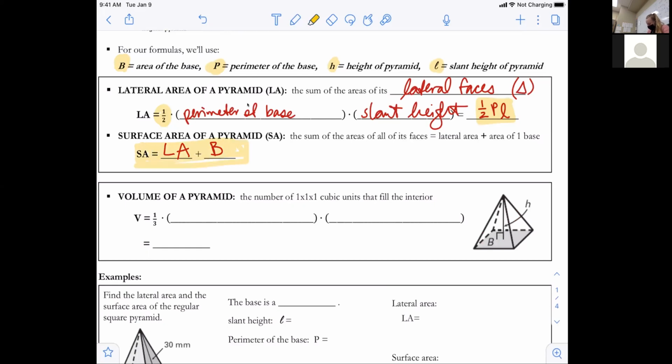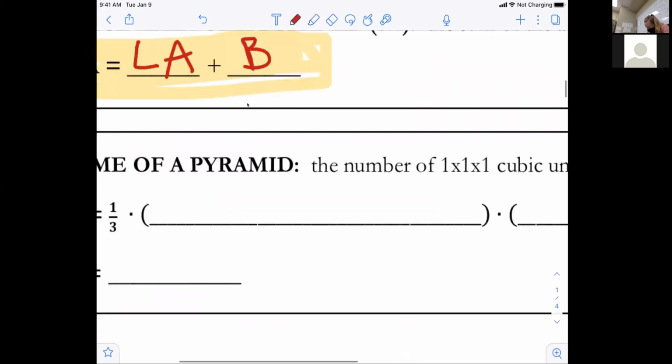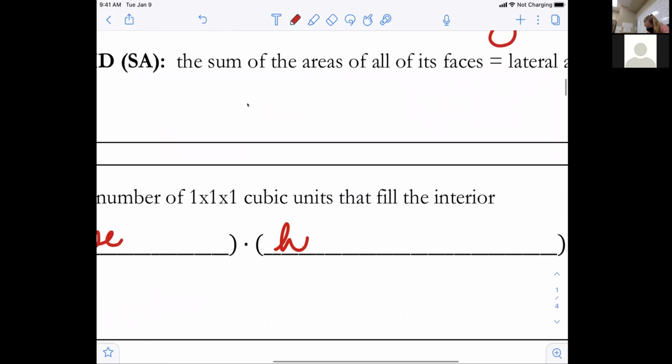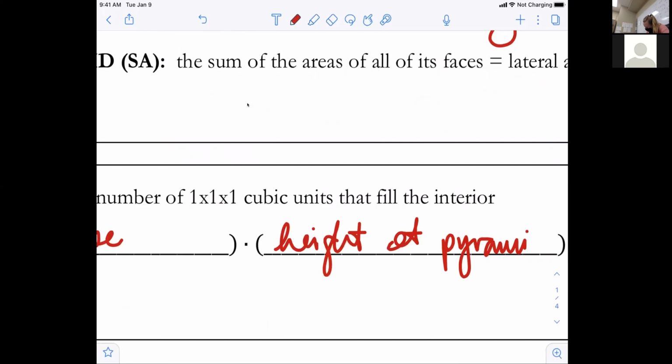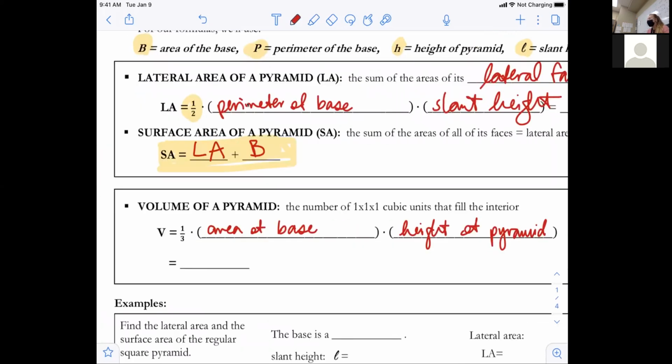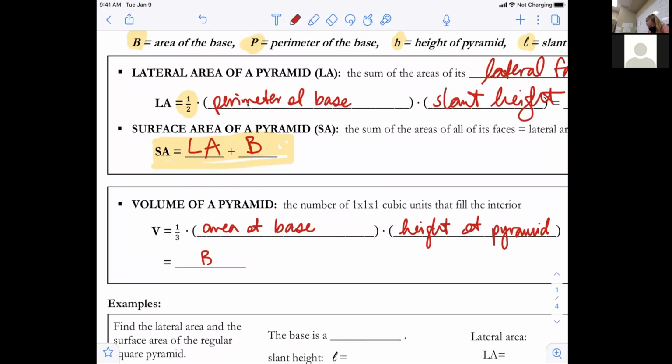Volume of a pyramid is the area of the base times the height of the pyramid. So just like in a prism and in a cylinder, it's base times height. This time it's 1/3 base times height. I'm sure I could derive that for you, I just don't know it off the top of my head, and we don't have time for it. So just remember 1/3 base times height for volume.